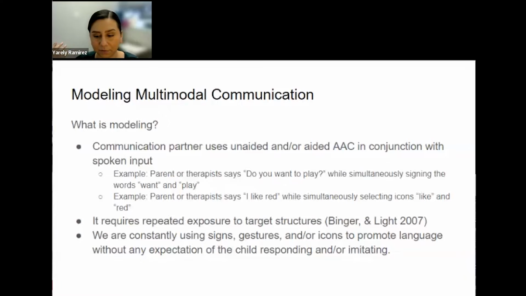Another example would be whenever we state that we like something, I like red, we're simultaneously selecting the icon like. I like red. So we're using spoken language still, but we're modeling with other types or modes of communication. It requires a lot of exposure. So the more you do it, the more exposure there is, eventually the child or the patient will reciprocate the message. We're constantly using signs, gestures, and or icons to promote language without any expectation of him responding right then and there.